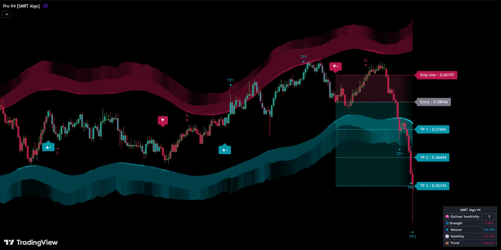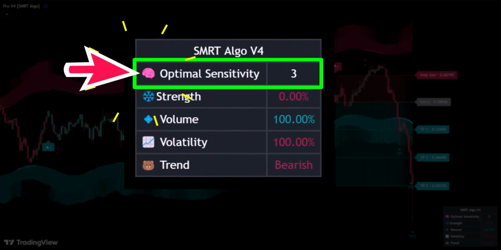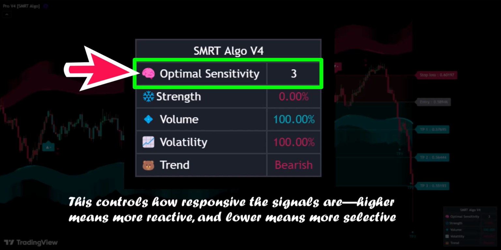So this Pro V4 indicator by SMRT Algo gives you critical market insights at a glance, using this small table right here at the bottom right corner. Here we have the optimal sensitivity, and this controls how responsive the signals are. Higher means more reactive, and lower means more selective.